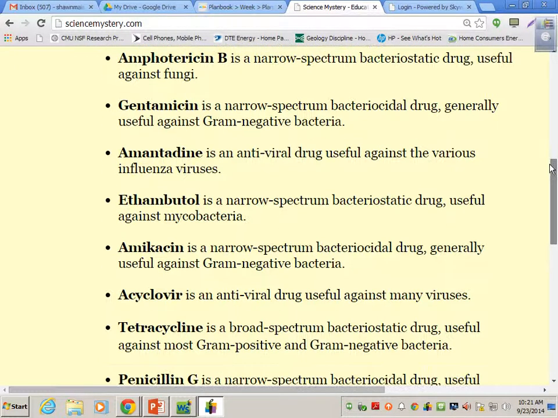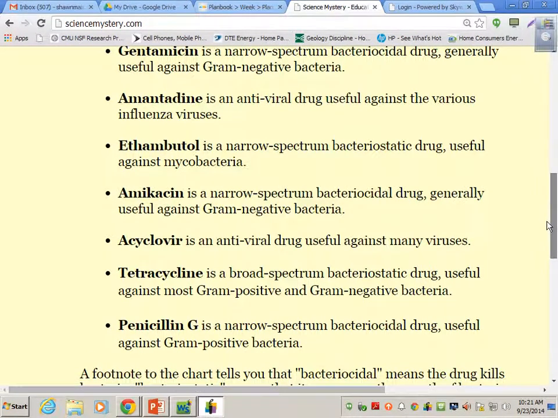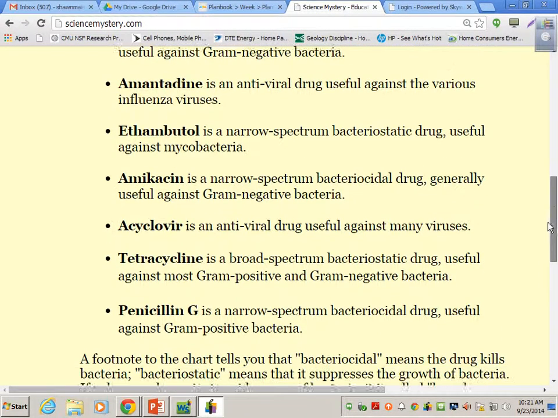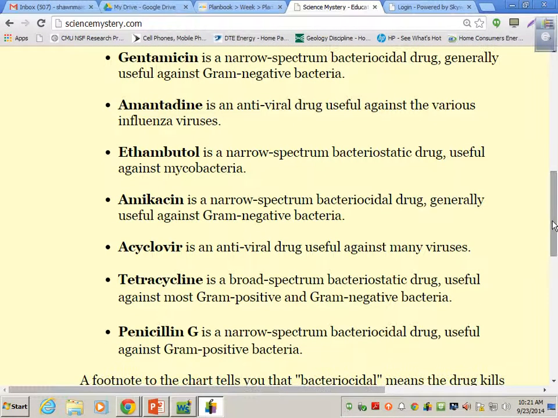First one is amphotericin B. It's a narrow-spectrum bacteriostatic drug useful against fungi. Gentamicin. These are all jinkies. Okay, pay attention. Take notes. Gentamicin is a narrow-spectrum bactericidal drug generally useful against gram-negative bacteria. These are all clues. Amantadine is an antiviral drug useful against the various influenza viruses.